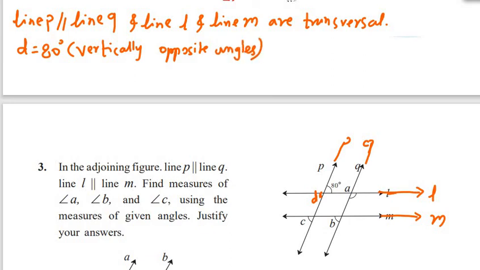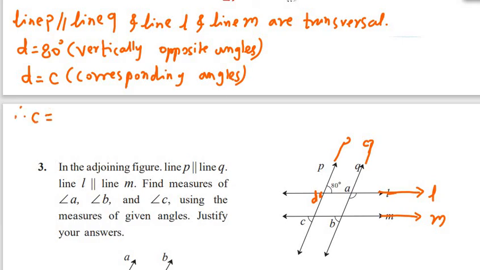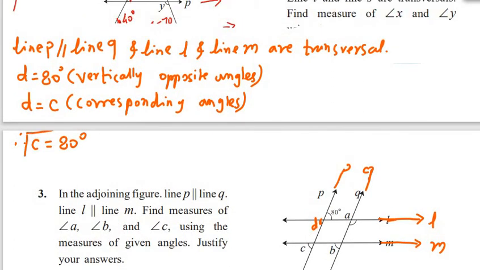Now C and D, skipping one, they will be corresponding angles. I write here D is equals to C because they are corresponding angles, but D is equals to 80 and therefore C is equals to 80 degree. That is your first answer. C is equals to 80 degree.